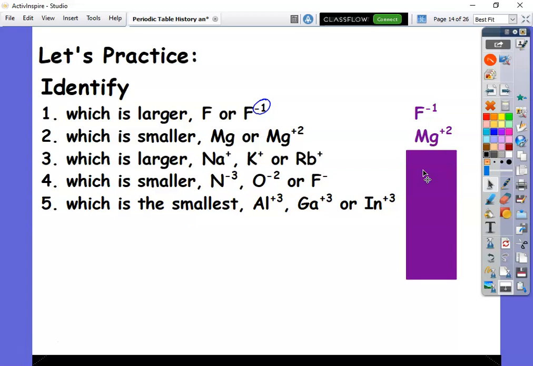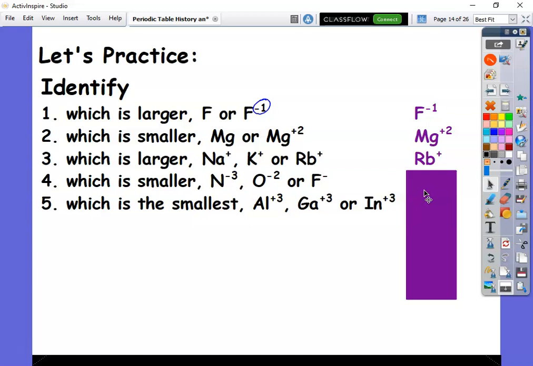Now, number 3, of sodium, potassium, or rubidium, which is the largest of those ions? If you look at the periodic table, sodium, potassium, and rubidium are in the same column. And for groups, we know that as we go down the group, there are more energy levels of electrons, and so the ions are bigger. So therefore, rubidium, which is the furthest down of those three, is the largest.